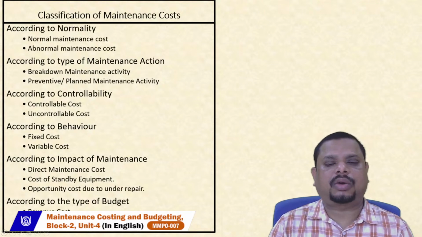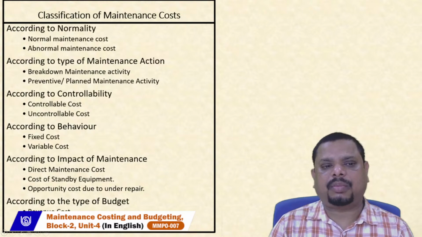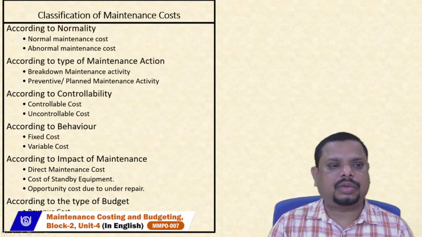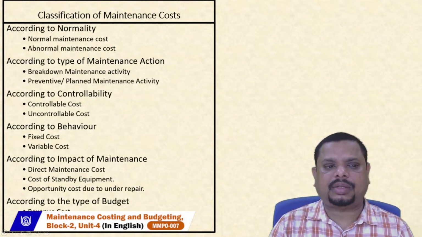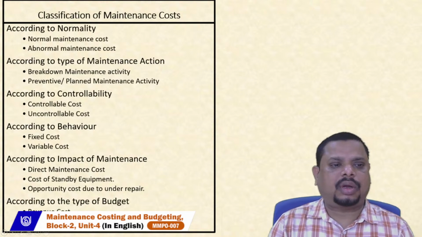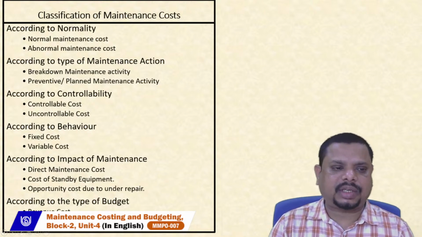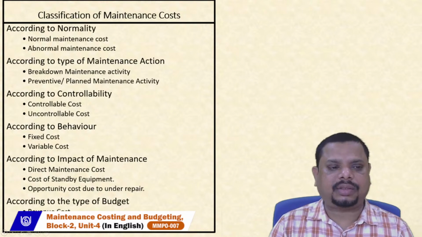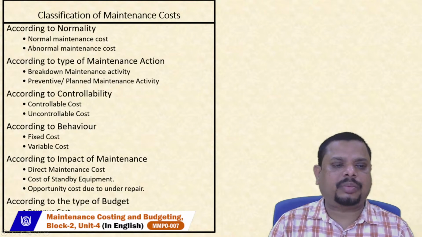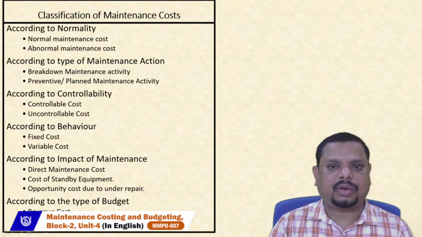Moving to the next one, the classification of maintenance costs according to normality: we have normal maintenance cost and abnormal maintenance cost. For example, preventive maintenance is a normal maintenance cost, and abnormal breakdowns are abnormal maintenance cost. Then according to maintenance sections, we have breakdown maintenance activities and planned and preventive maintenance activities. According to controllability, we have controllable cost and uncontrollable cost. According to behavior, we have fixed cost and variable cost.